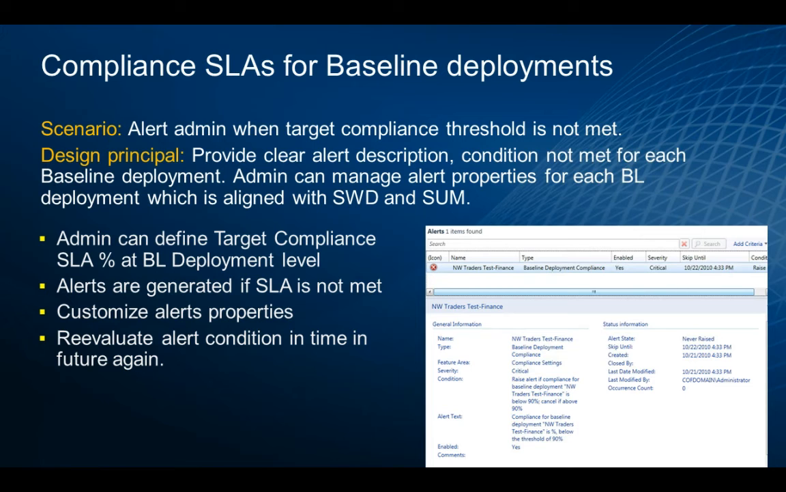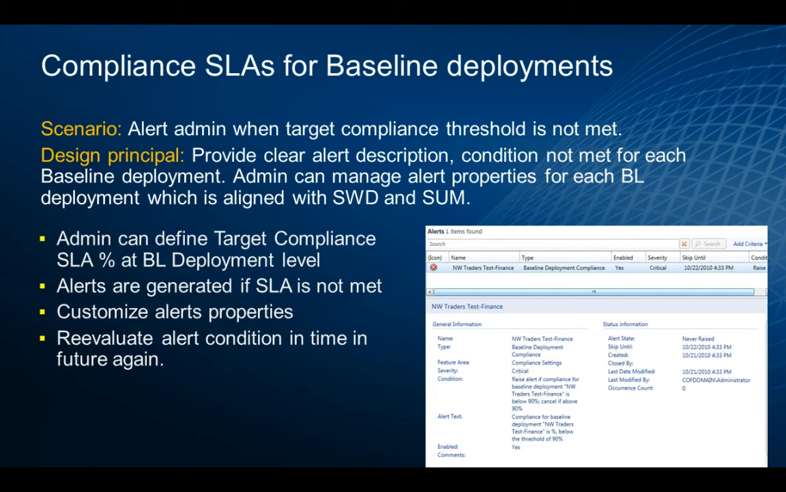So the design principle behind answering this scenario's challenge was to provide clear alert descriptions and conditions that are not met. Effectively, this was pointing towards the baseline or CI, and it would clearly and concisely allow the administrator to manage the alert properties for the baseline, which was aligned to either software updates or software distribution or another value. The administrator can define those compliance percentages at the baseline deployment level. So as a baseline is created and deployed against a collection of resources, the ability to define a threshold for percentage would be able to be set. It's not on by default, but can be set as a value if desired. The alerts are only generated if that SLA percentage is not met.